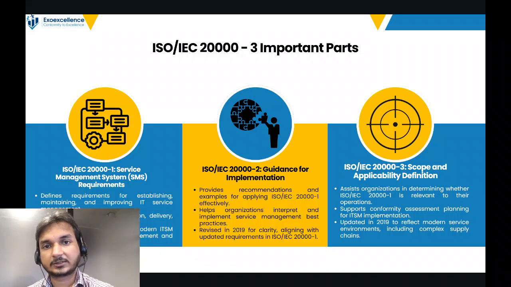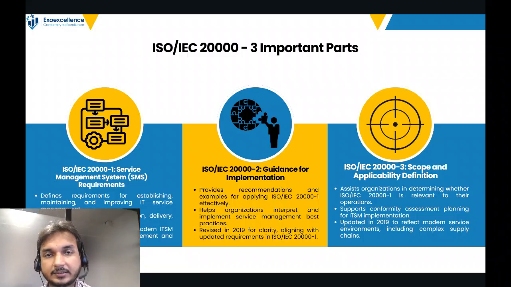Now we are exploring ISO 20000, the global standard for IT service management, and its various parts. ISO 20000 consists of three key parts. ISO 20000-1 defines the mandatory requirements for implementing a structured service management system.